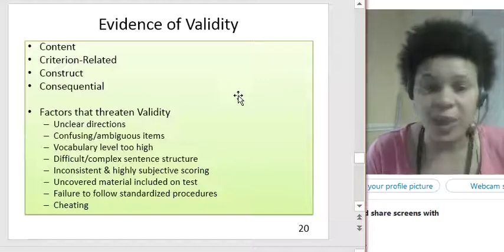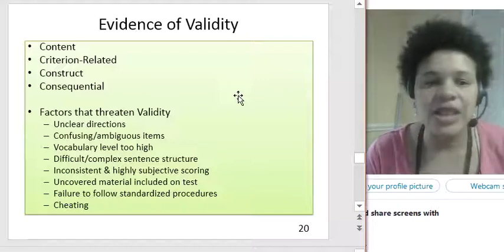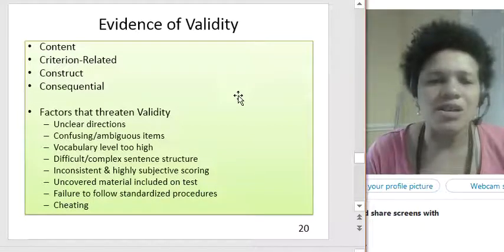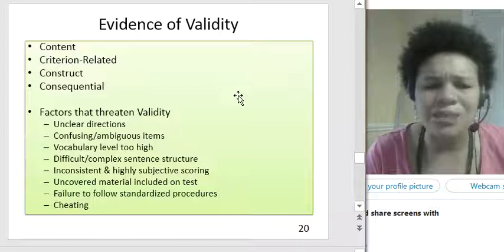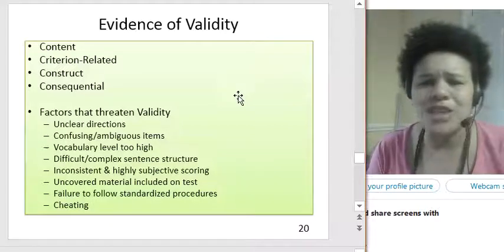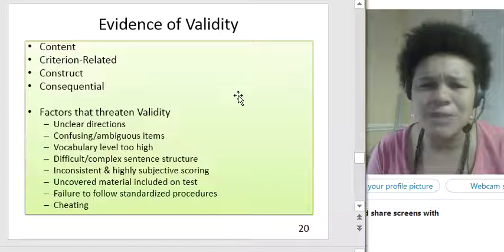Now, there are certain things that threaten validity: unclear directions, ambiguous items, a vocabulary that's above the level of the person who's taking the test. That happens a lot in tests for school age kids. Difficult or complex sentence structure. When you are reading a scale at the back of someone's paper and you see some double negatives, you know that the scores may not be valid, in part because people didn't understand the questions.